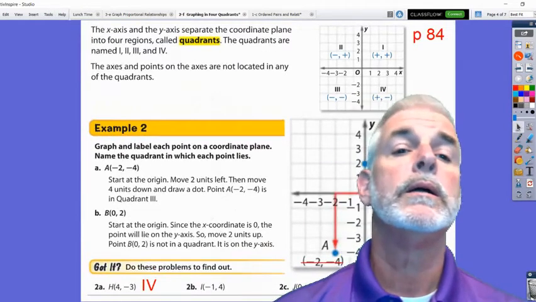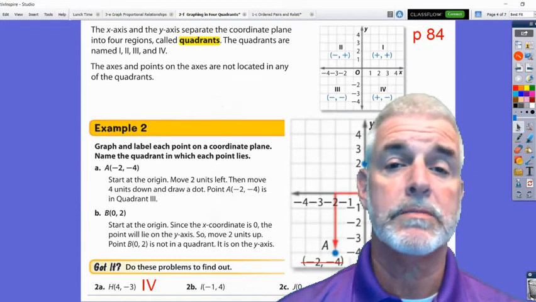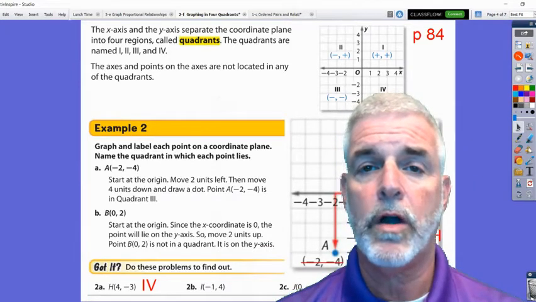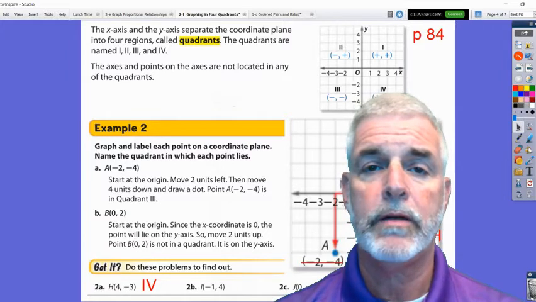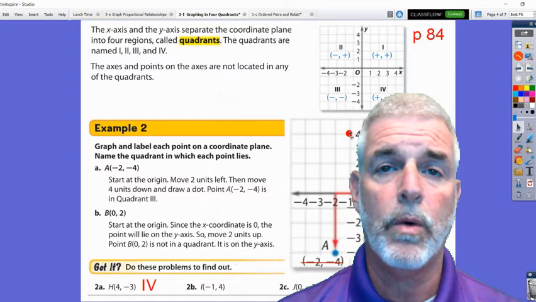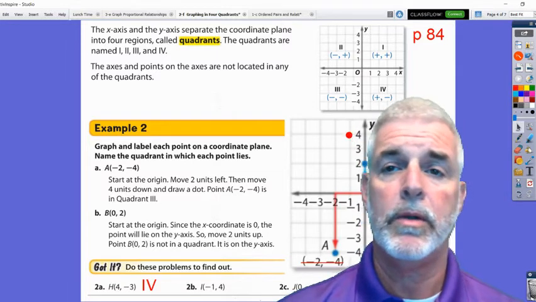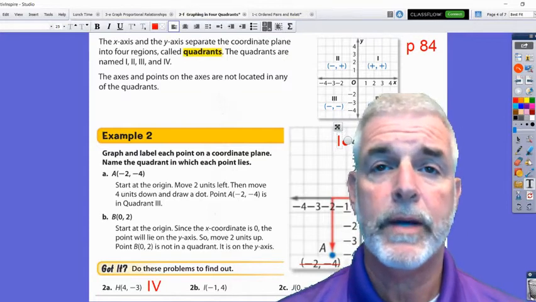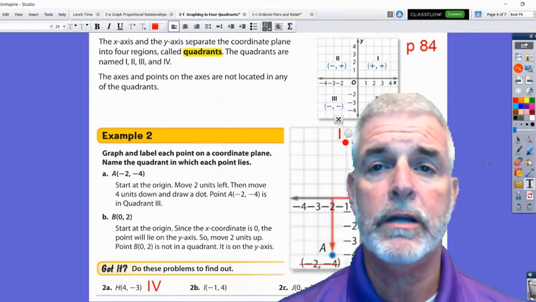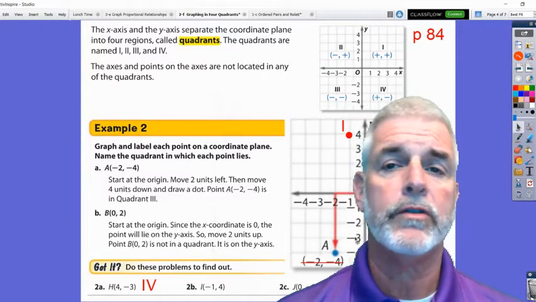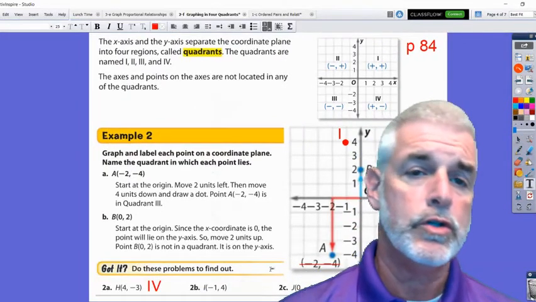Point I, at -1, 4. We start at the origin. We go -1 in the x and +4 in the y, and label this point I. And to answer which quadrant it is in, the x is negative and the y is positive. It is in quadrant 2.